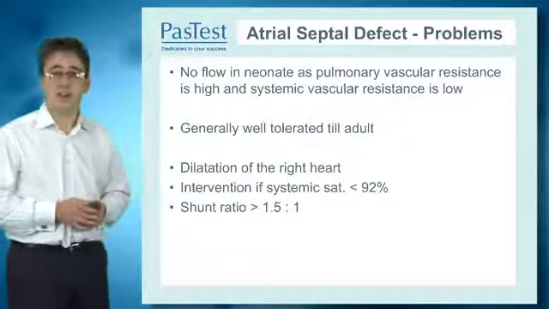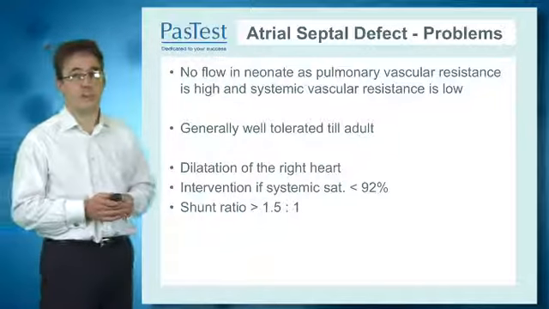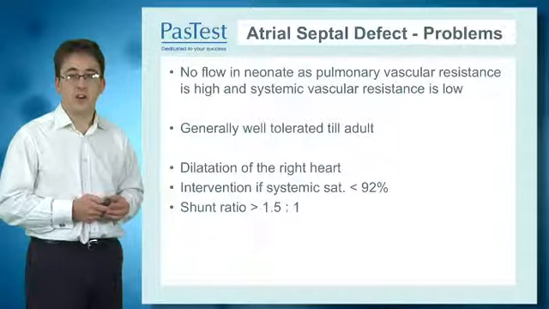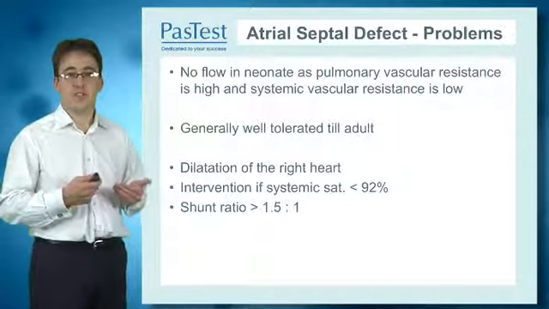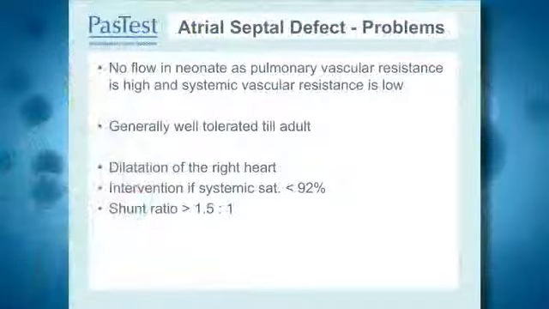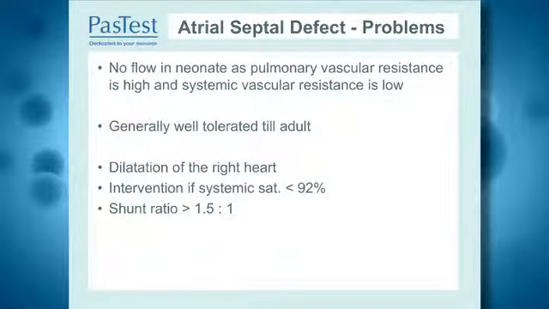Generally speaking, there's no flow in neonates as the pulmonary vascular resistance is high and systemic vascular resistance is low. So generally speaking, atrial septal defects are well tolerated until early adulthood. As I've said, one of the main problems is the pressure loading on the right ventricle, which is a low pressure structure, which is thin-walled as opposed to the much thicker-walled left ventricle. As the pressure builds up, the right heart dilates up and it becomes a very, very poor pump.